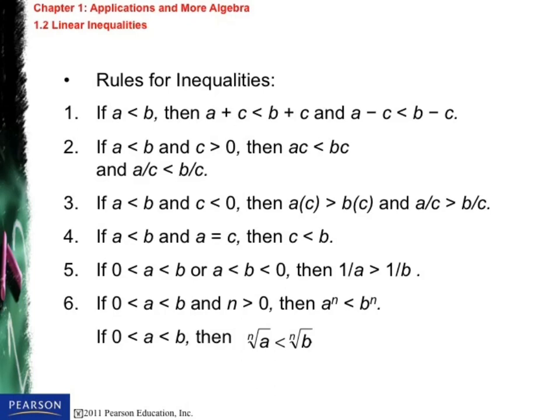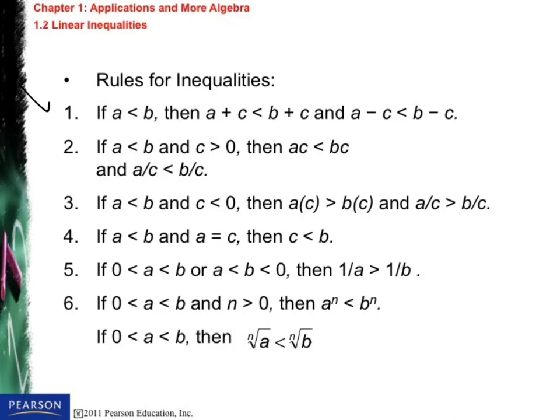Here are several rules for inequalities. I'm not going to go through these. You can look at them. You should know, or be able to realize, these things, as this is kind of inherent. Again, if you add a constant to A and B, or subtract a constant from A and B, in number 1, the relationship between A and B stays the same. A is still less than B.